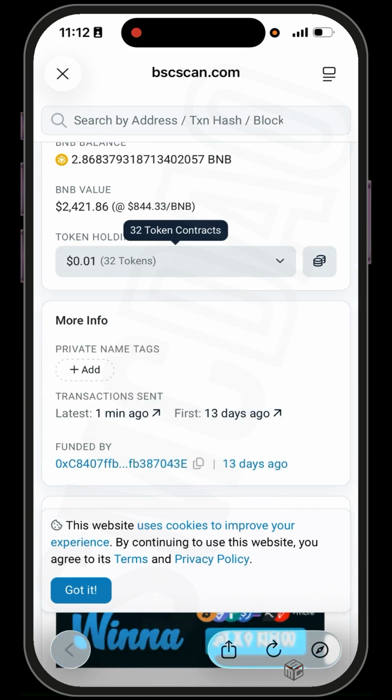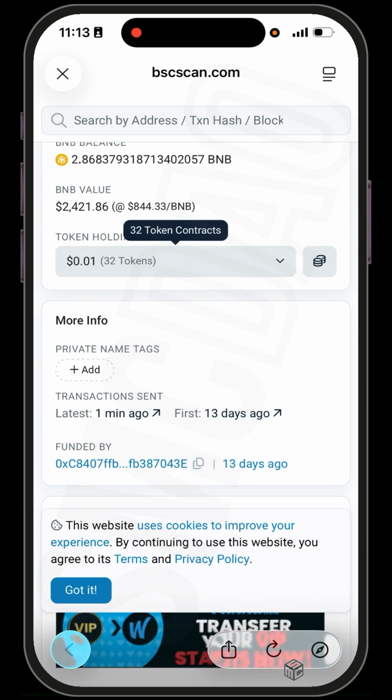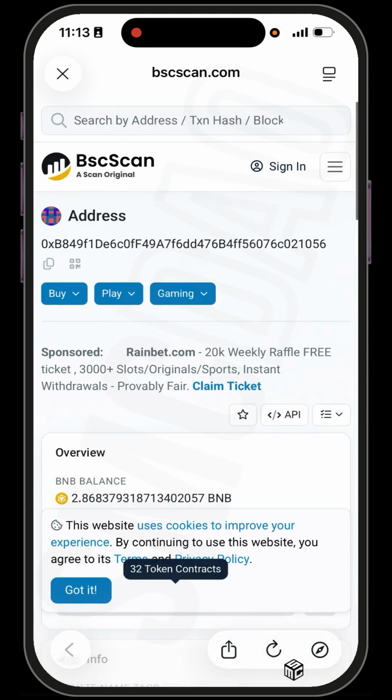And is it a sniper bot? Is it early in many projects? Do they sell early or hold long? This is how you find smart money wallets.